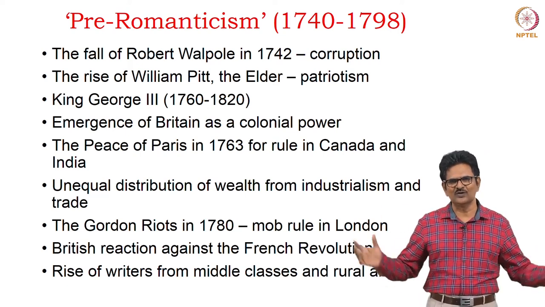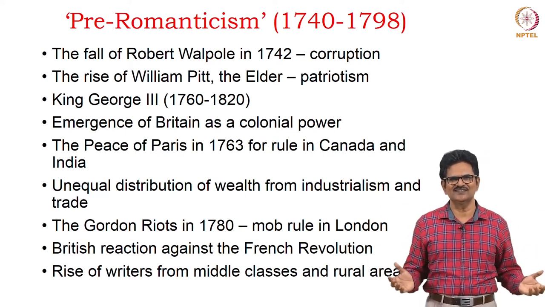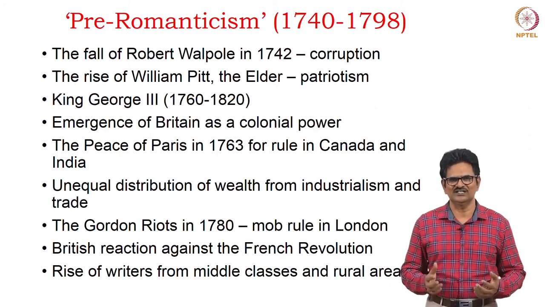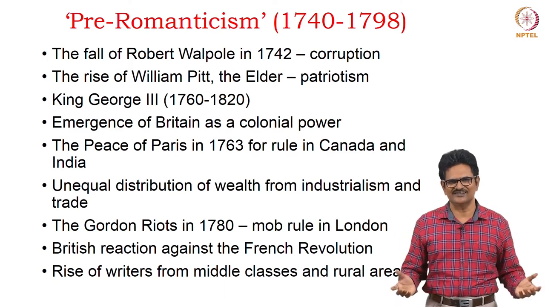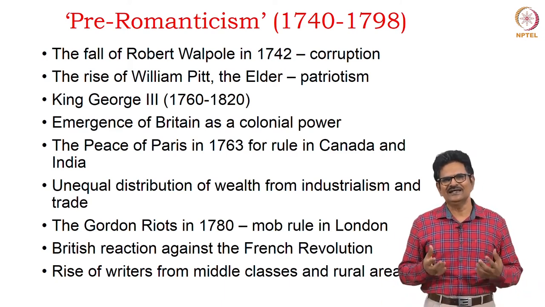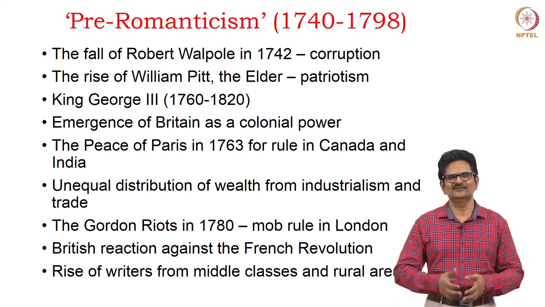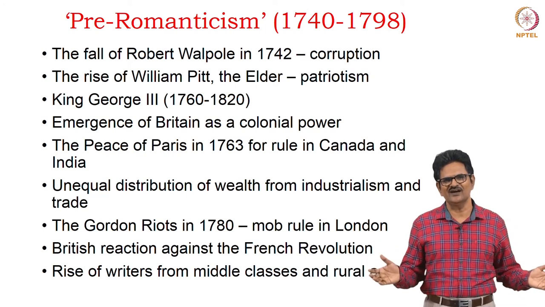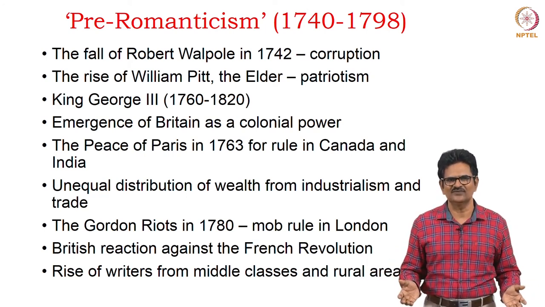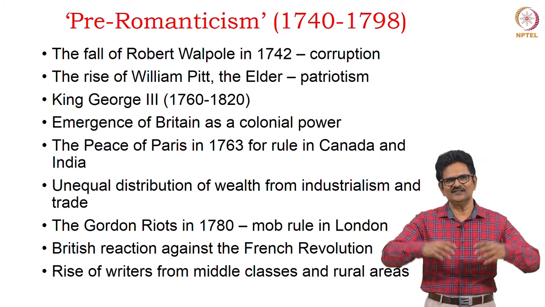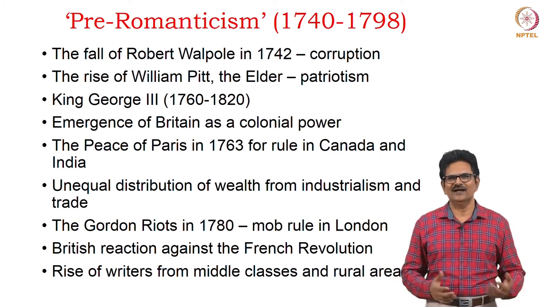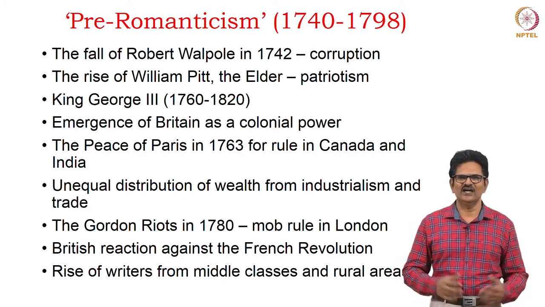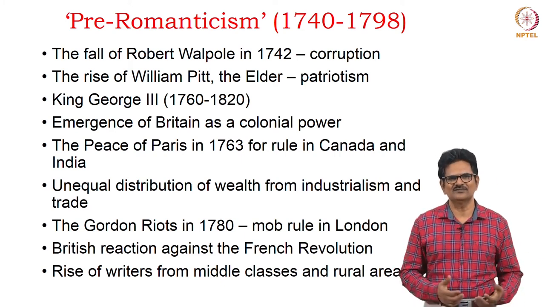Because of these colonial activities and trade with many other countries, wealth was flowing into the country, but this wealth was not equally distributed. That led to social and political unrest in England, leading to one great riot known as the Gordon Riots in 1780. There was huge chaos and mob rule in London for some time. This kind of unrest is reflected in other places like France, where we have the French Revolution, and in America, where we have the American Revolution.